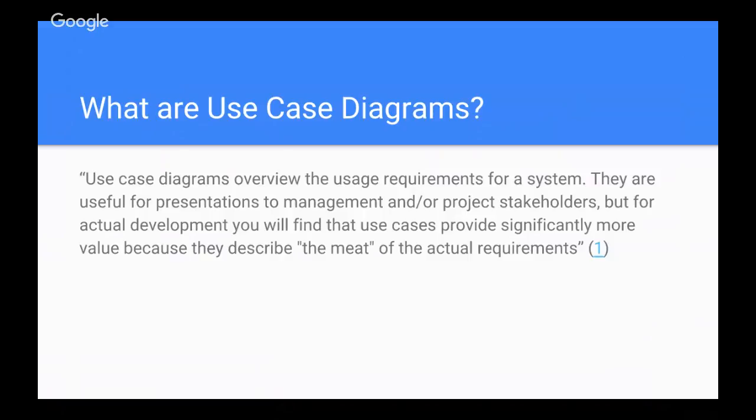First of all, what is a use case diagram? Use case diagrams overview the usage requirements for a system. They are useful for presentations to management and/or project stakeholders. But for actual development, you will find that use cases provide significantly more value because they describe the meat of the actual requirements. So basically, the diagram is showing how your system is supposed to work and what is required to make it work.